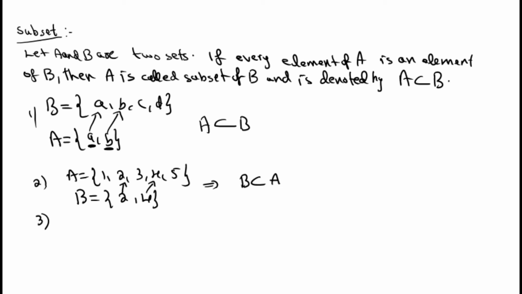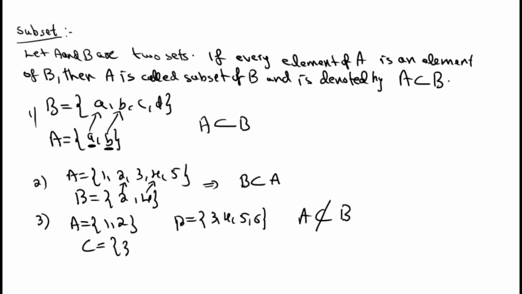Take the third example. Set A is equal to {1, 2}, and set B is equal to {3, 4, 5, 6}. Okay, the question is: is A a subset of B? Check 1, that is not in the set B. 2, again that is not in the set B. In this case, you can say that A is not a subset of B. Okay, suppose I am taking C equal to the singleton set {3}. In this case, you can say that C is a subset of set B. Why? C has one element, that is 3, and that 3 belongs to the set B. So C is a subset of B.